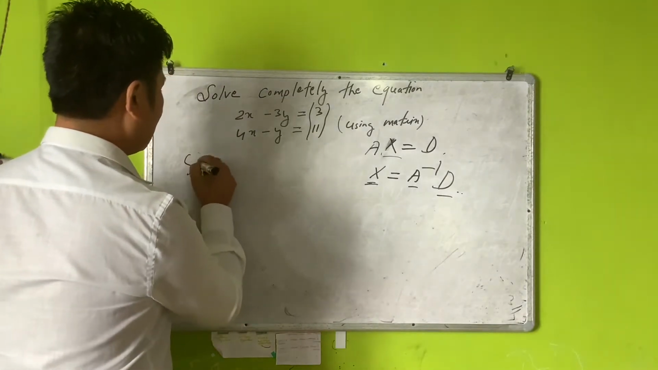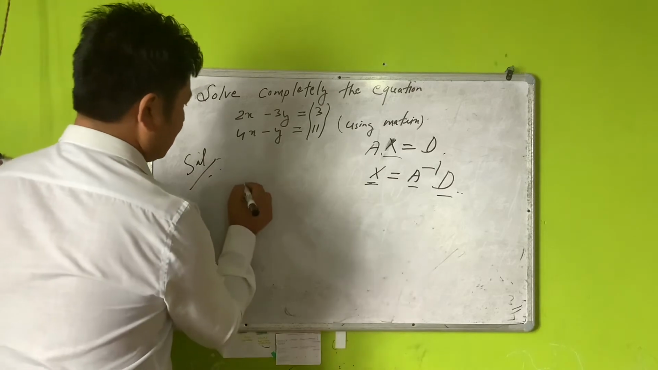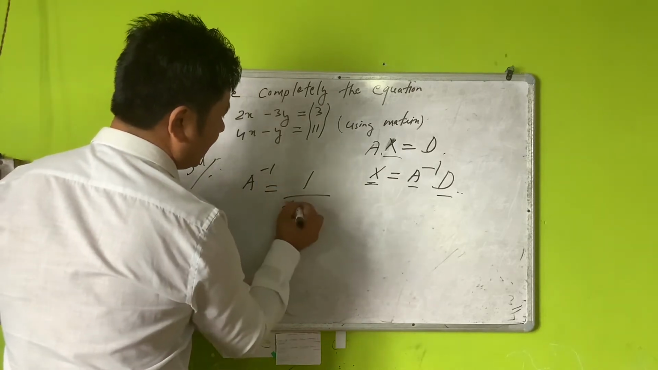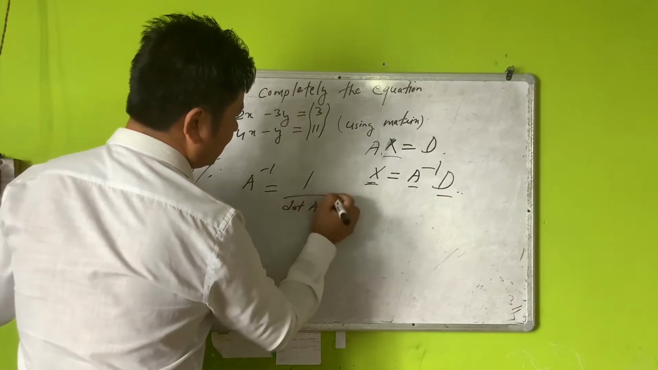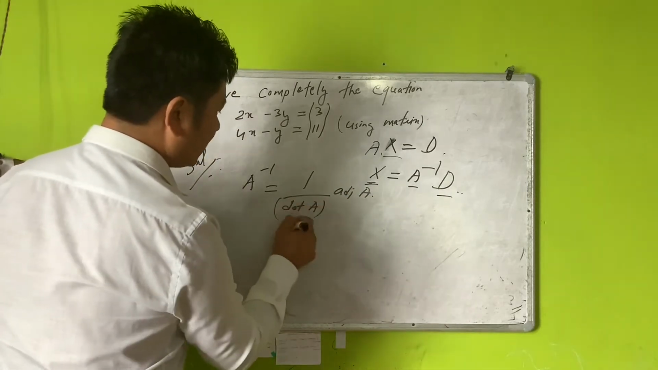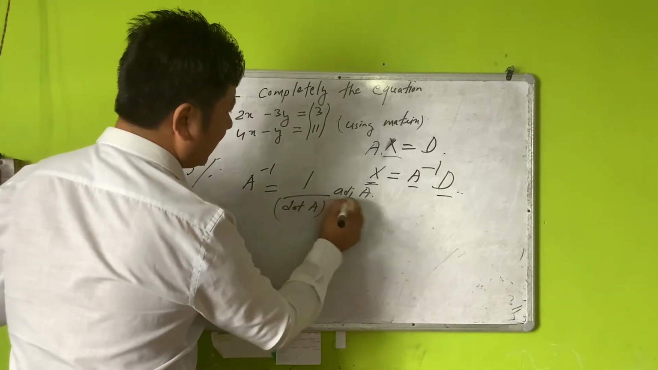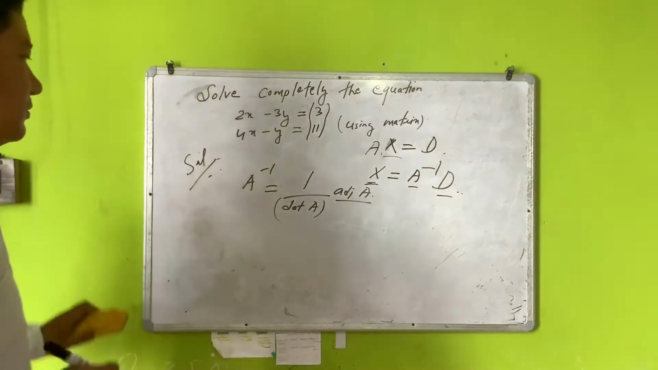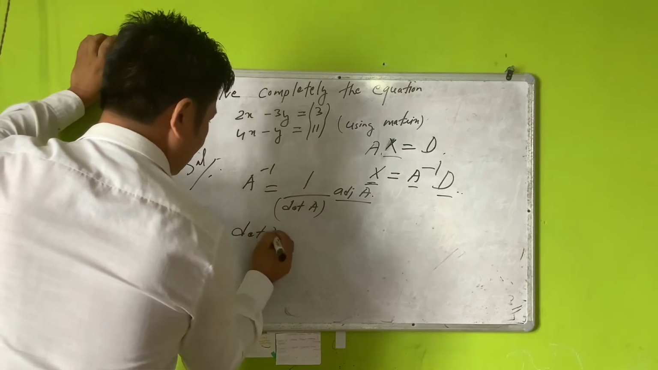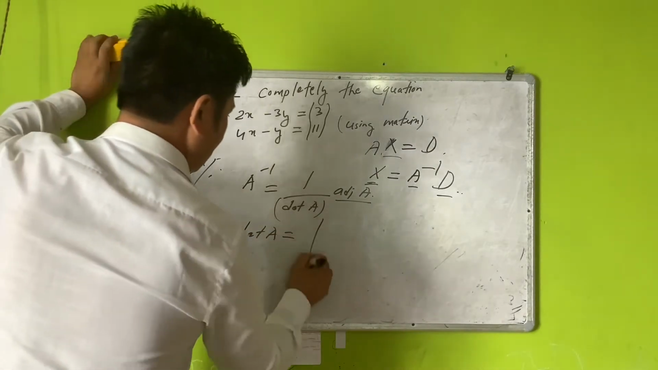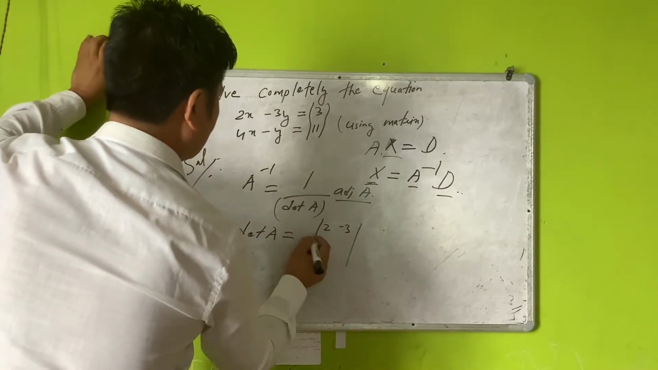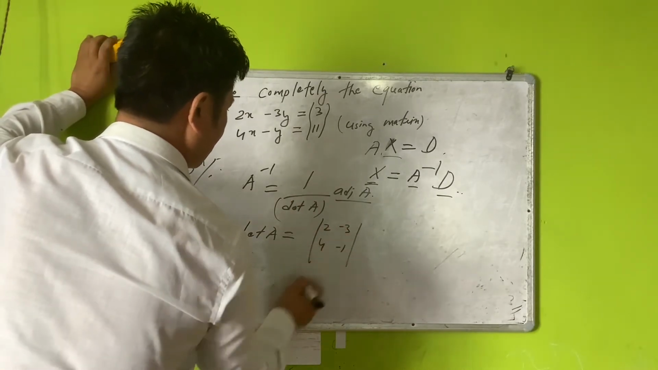So I am writing the solution, okay? A inverse is equal to, you know the formula, 1 by delta A times adjoint of A, where delta A is the determinant. You require the determinant and the adjoint of A, okay? So let us find the determinant. Determinant A is equal to this: 2, -3, 4, -1, okay?